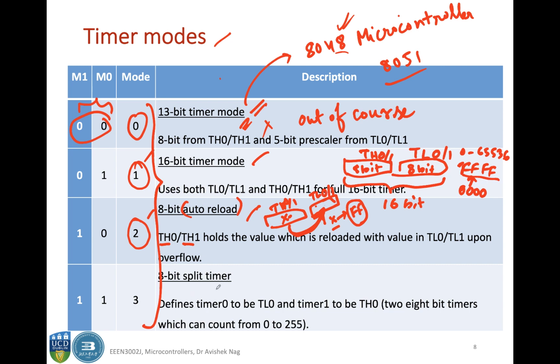And then mode 3 is the 8-bit split timer. So this defines timer 0 and timer 1 separately as two 8-bit timers which can count from 0 to 255. So these are treated as two different timers, both of them being 8 bits, and it's mode 3 of the operation.